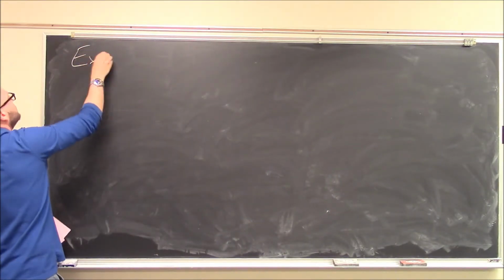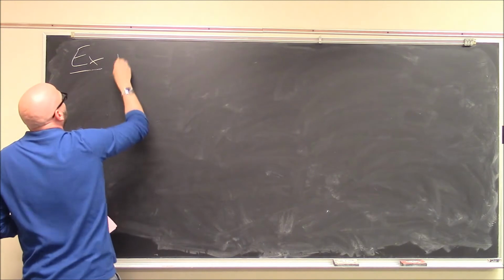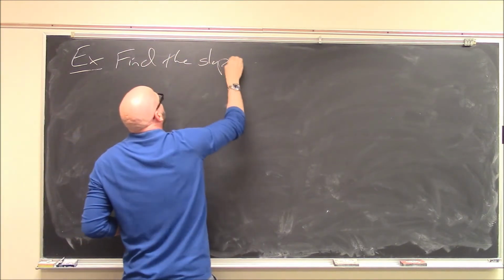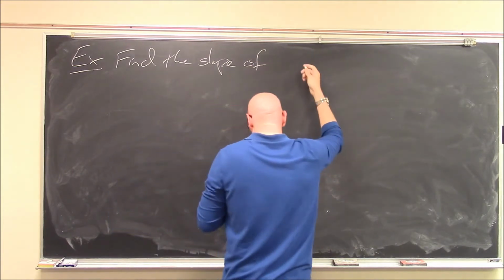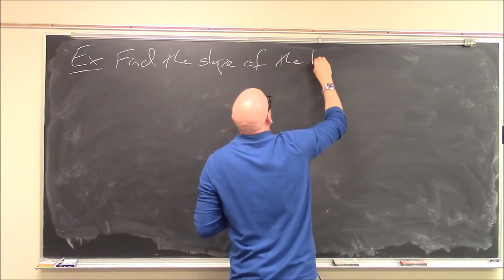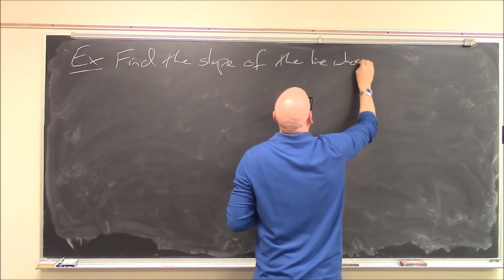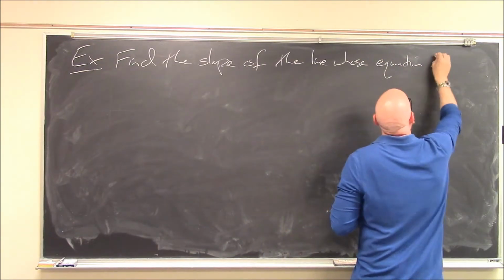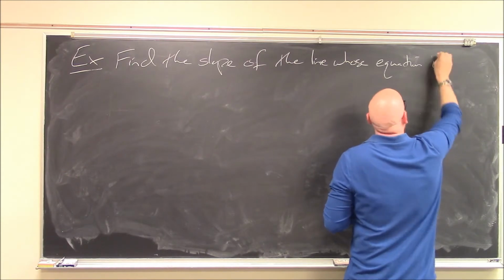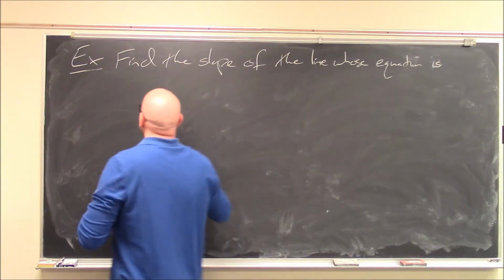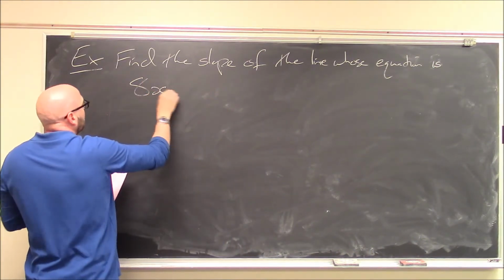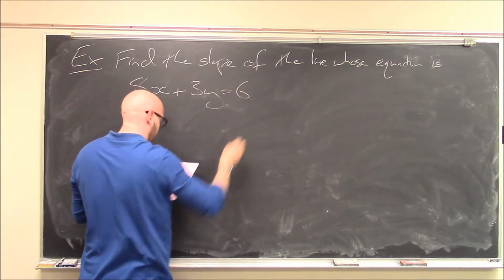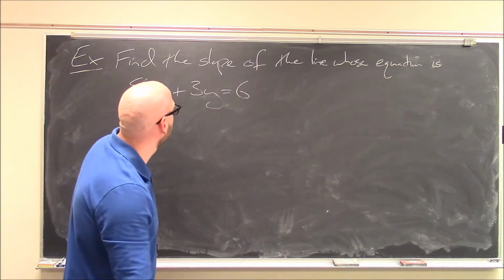We'll do one more. Find the slope of the line whose equation is the following: 8x plus 3y equals 6.